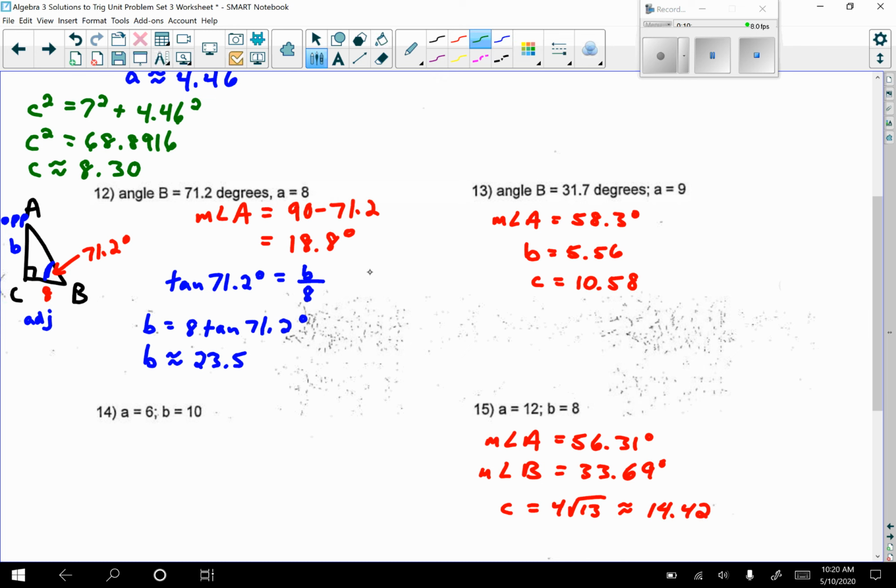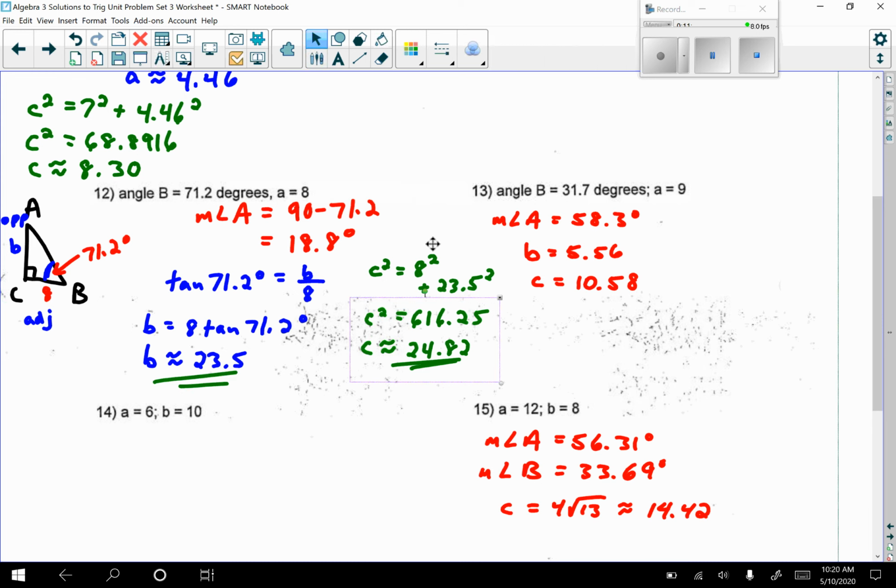And then to find C, again, we'll use Pythagorean theorem. So C squared is going to equal 8 squared plus 23.5 squared. So C squared is first going to equal about 616.25. And C is approximately 24.82. Now, even though side A was 8, B and C were still very close together, so that is still a good indication here.